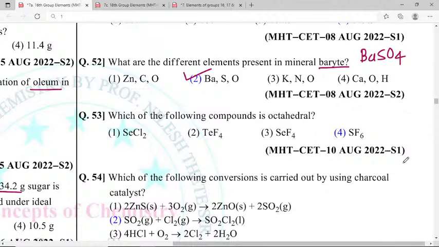BaSO4, barium sulfate. Yes, barium sulfate is called barite.